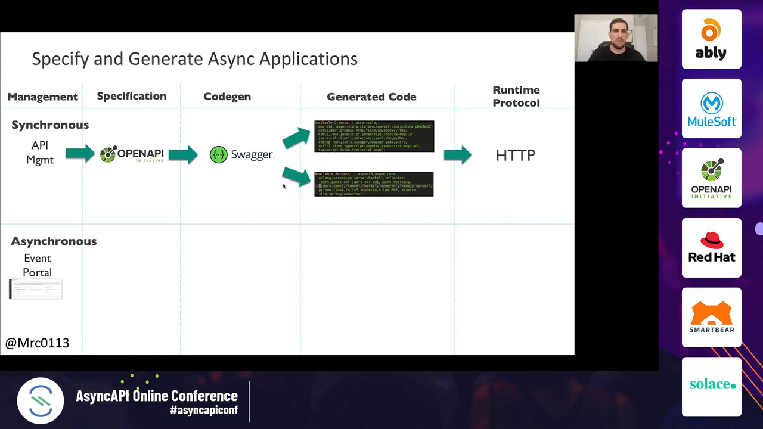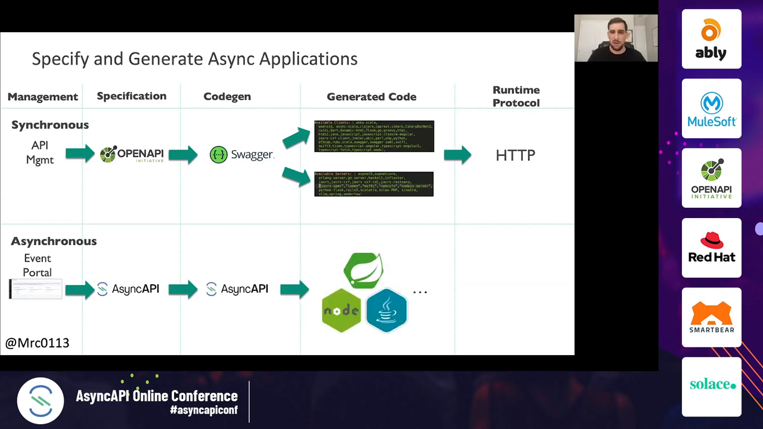Now with the PubSub Plus event portal, you can use that to manage your entire event-driven architecture, and then use the AsyncAPI specification to document your apps, and use AsyncAPI code generators to generate event-driven code, and of course communicate over a whole bunch of different runtime protocols, like AMQP, MQTT, and other open standards out there and available.